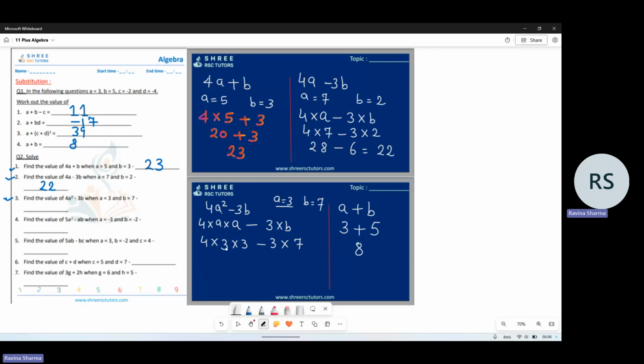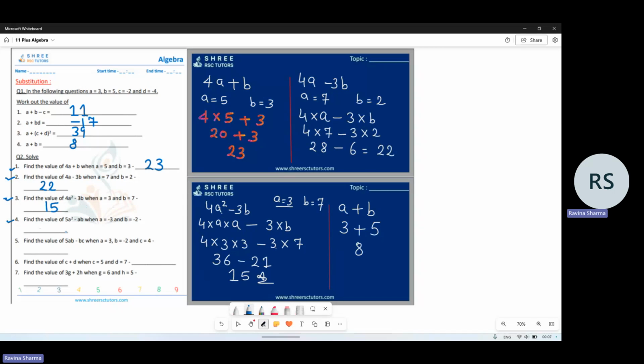Now, what is 4 times 3 times 3? First we will multiply 4 with 3, which is 12, and 12 times 3 is 36. So we can write here 36 minus 3 times 7. What is 3 times 7? It's going to be 21. So 36 minus 21 is going to be how much? 15. And that is how we reach our answer. So for this question, we got the answer 15. Now we are on question number 4.